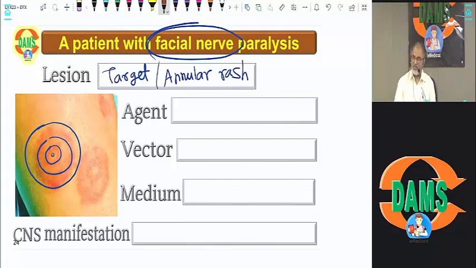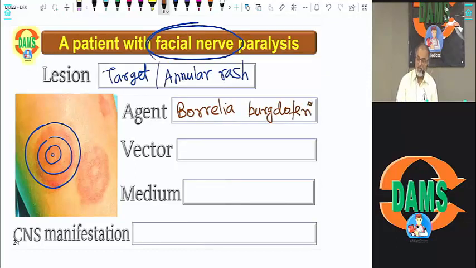Lyme disease. What is the agent? Borrelia burgdorferi. Very good. Which agent is causing it? What is the name of the vector? Tick is the vector, Ixodes. Tick is the vector, remember.